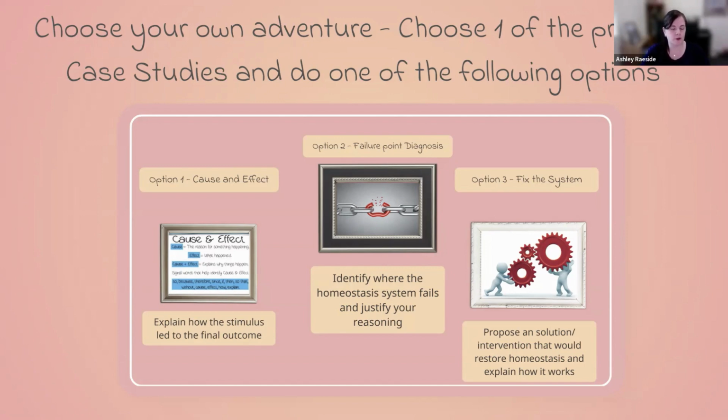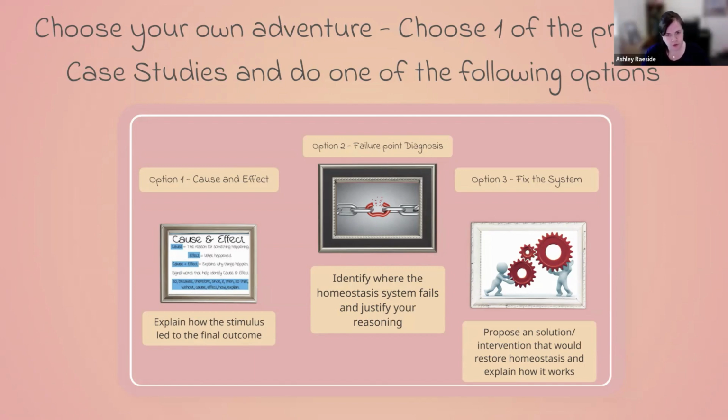So option 1, we're going to talk about cause and effect. So if you choose this option, you want to explain how the stimulus led to the final outcome. So remembering that cause is the reason for something happening, effect is what happened, and if you add them together, it's explaining why it happened. So you can use words like so, because, therefore, since, if, then, so, that, whatever you want. So that will be option 1.